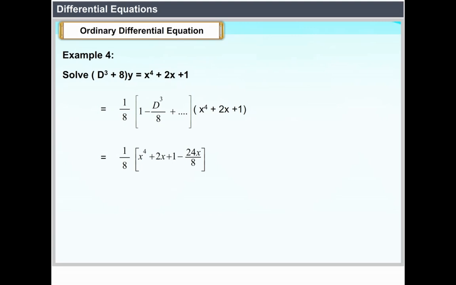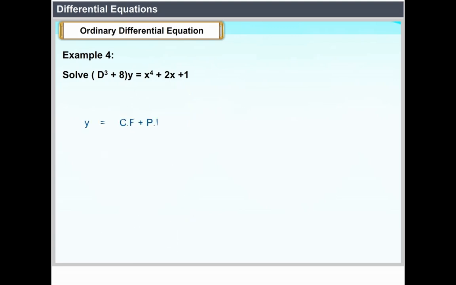equal to 1 by 8 into (x power 4 plus 2x plus 1 minus 24x by 8) equal to 1 by 8 into (x power 4 plus 2x plus 1 minus 3x) equal to 1 by 8 into (x power 4 minus x plus 1). Y equal to CF plus PI. Y equal to A into e power minus 2x plus e power x into (B cos root 3x plus C sin root 3x) plus 1 by 8 into (x power 4 minus x plus 1).